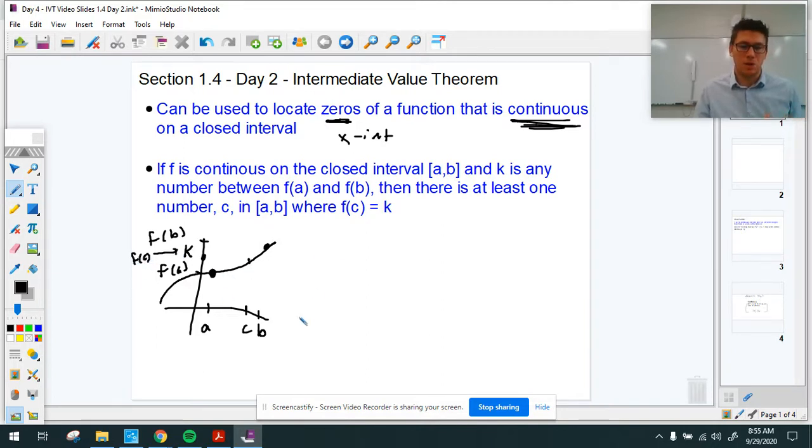So we've got a continuous curve. You've got these values in between. It's just proving that in between a to b, there's some x coordinate that has a y coordinate that's in between f of a and f of b. One way of thinking about it is this.